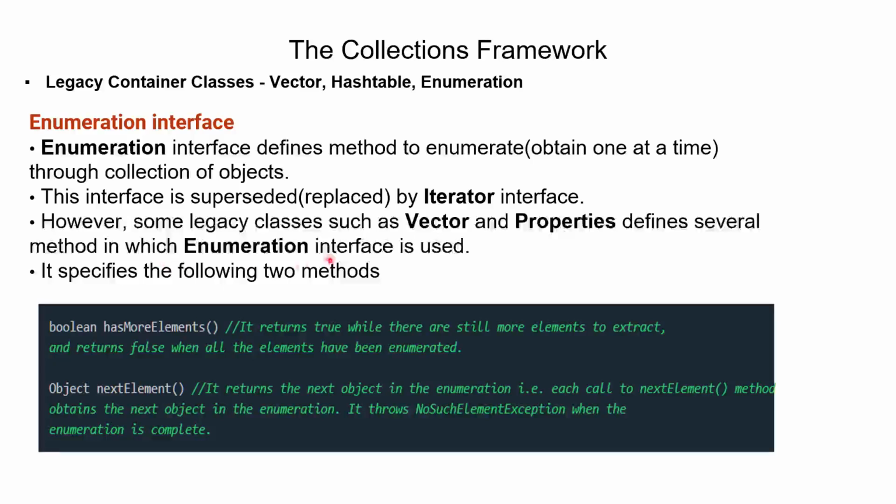It specifies the following two methods. Here we are: hasMoreElements returns a boolean, true if there are still more elements, and nextElement returns the next object in the enumeration. Each call to the nextElement method obtains the next object in the enumeration and then throws an exception when the enumeration is complete.